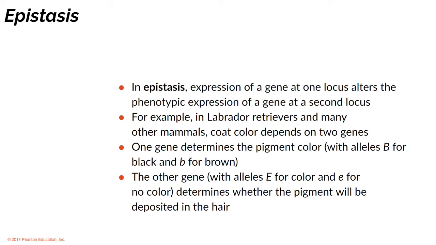So this is one clear example of this. In Labrador Retrievers, we have black and brown pigment: big B is dominant for black, and little b is recessive for brown. And we also have another gene that controls for having pigmentation at all or having no pigmentation, and that will produce yellow labs, which we'll see in a minute.